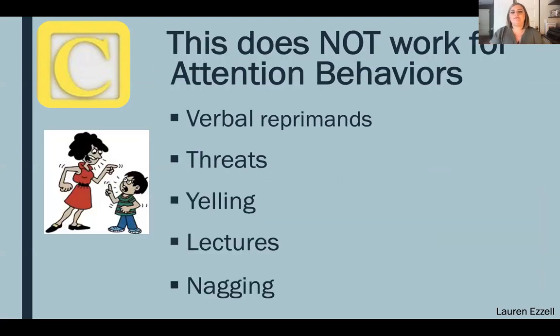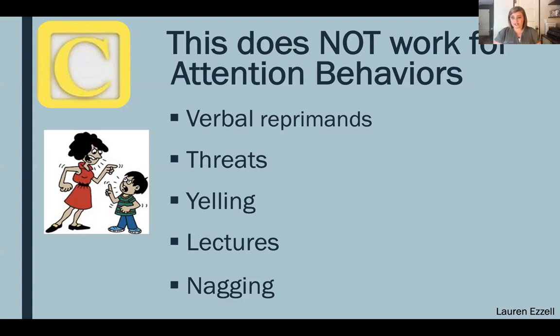Now, when a child's negative behavior is maintained by attention from adults, attention from peers, attention from staff, these are things that will not work for those behaviors. Verbal reprimands, threats, yelling, lectures, nagging, that's not going to do it. That's going to reinforce that attention-seeking behavior. Okay?